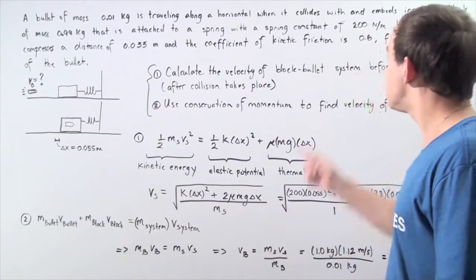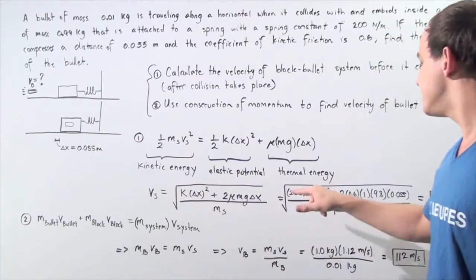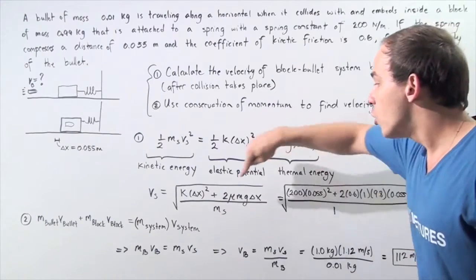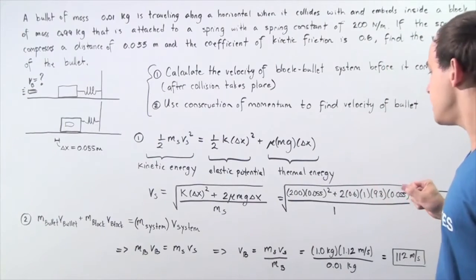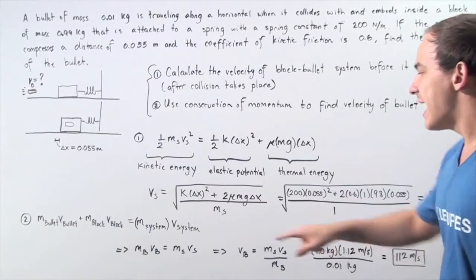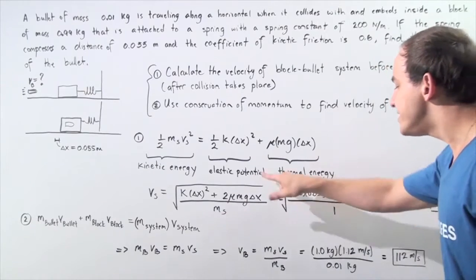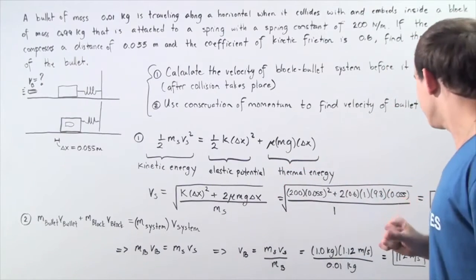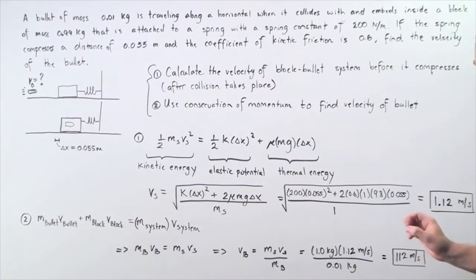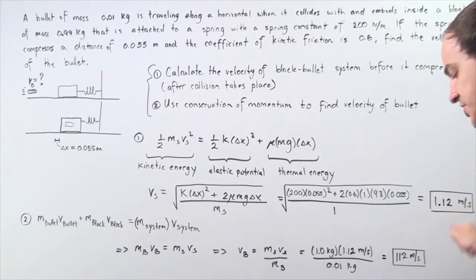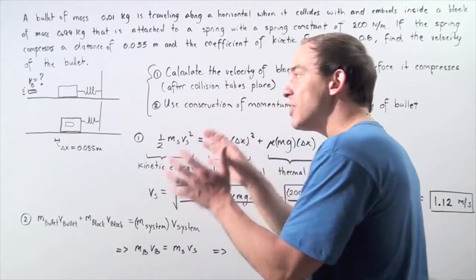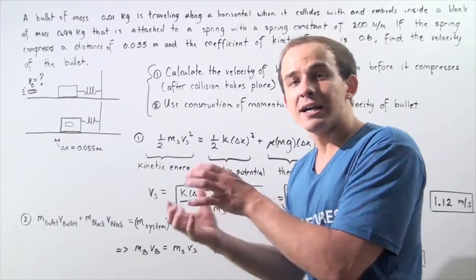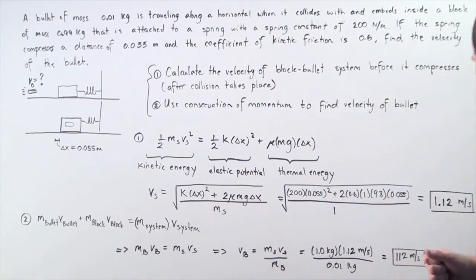Now we plug in our values. We know what K is, it's 200. We know what change in x is, it's 0.055. We know what mu is, it's 0.6. We know what m is, simply 1. We know what g is, 9.8. And on the bottom we simply have 1. We take the square root, we plug it into the calculator, and we get a velocity of 1.12 meters per second. So when our bullet collides with the block, at that moment of collision, the block and the bullet system will have a velocity of 1.12 meters per second.